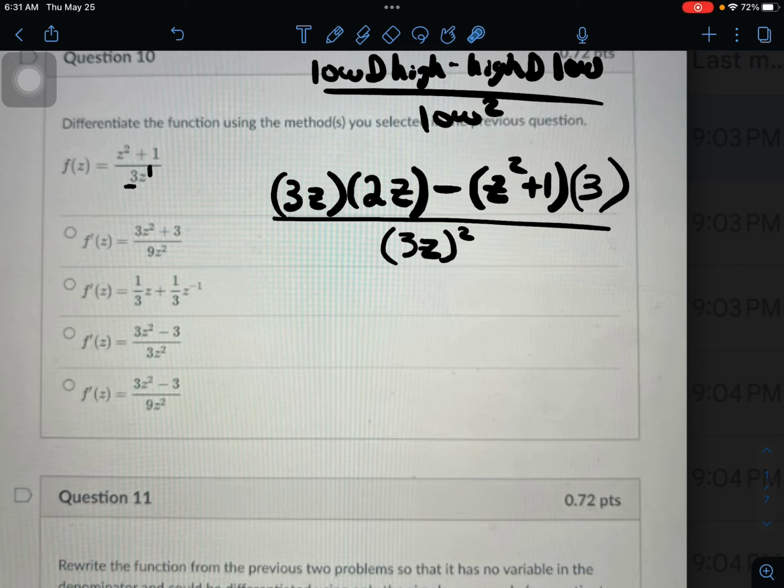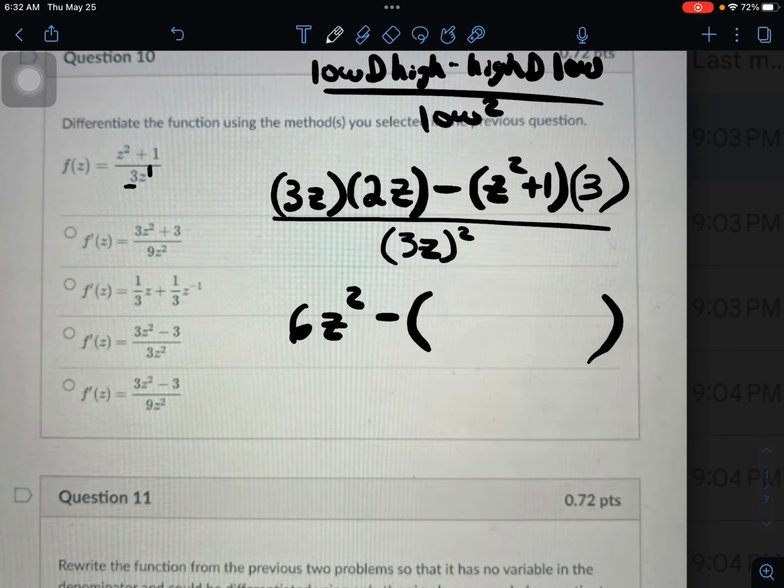If I start here, I'm going to multiply these two things together. 3 times 2 is going to be 6. And then I got z times z, that's going to be z squared. Then I'm going to drop down this minus. And I'm subtracting this whole thing, so I need to put parentheses because I'm going to subtract everything in these parentheses.